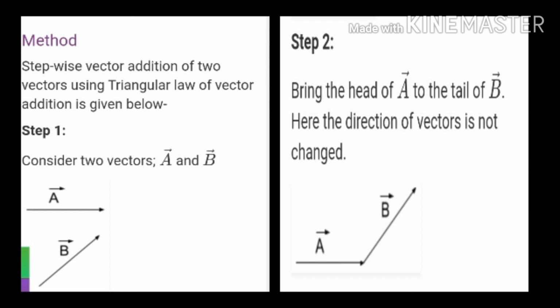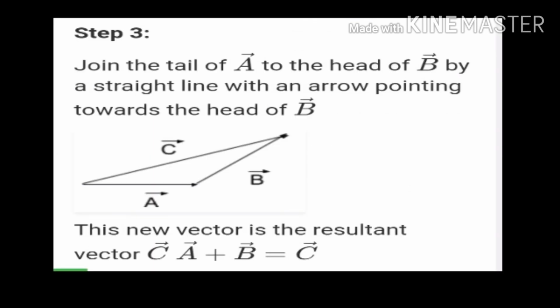Bring the head of vector A to the tail of vector B. Here the direction of the vectors is not changed. Now join the tail of vector A to the head of vector B by a straight line with an arrow pointing towards the head of vector B. This new vector is the resultant vector C. A vector plus B vector is equal to C. So here we described both the laws, which are the parallelogram law of vector addition, and our second one, the triangular law of vector addition.